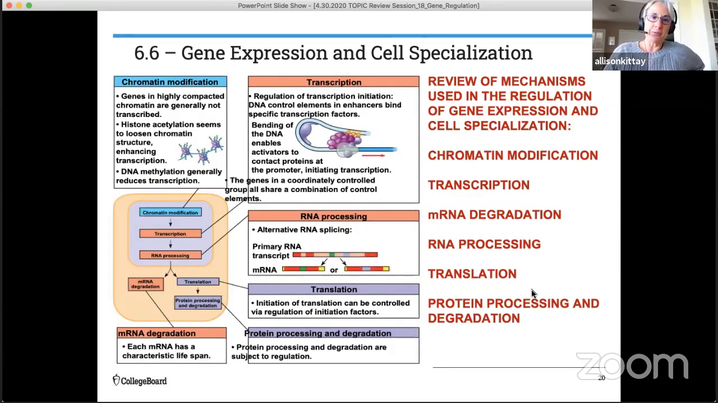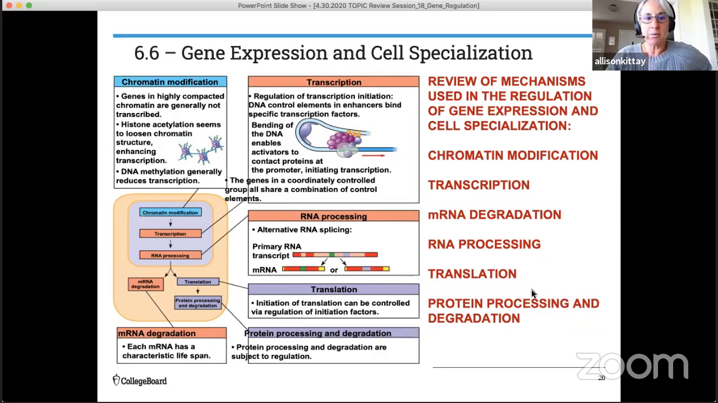So a review. There are lots and lots of ways to regulate gene expression in both prokaryotes and eukaryotes. In prokaryotes, operons are used. In eukaryotes, we see a variety of methods. The first one is through chromatin modification. Okay, so normally in eukaryotic DNA, the genes are wound up around these histone proteins, and so we can either loosen or tighten that to give access through histone acetylation, right?